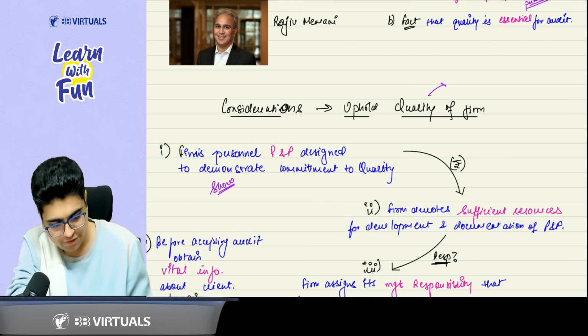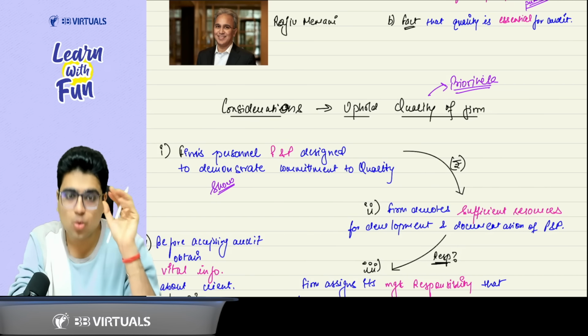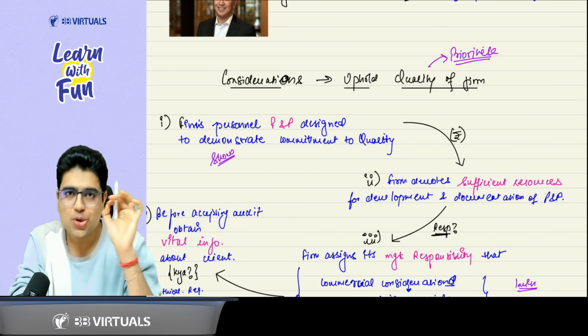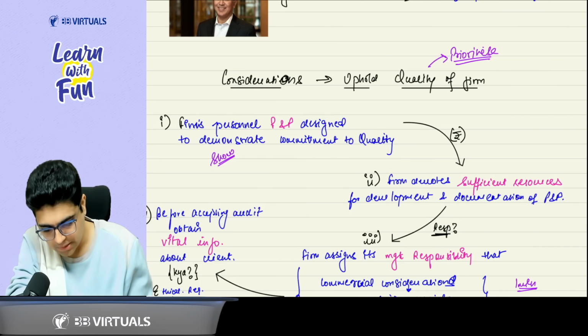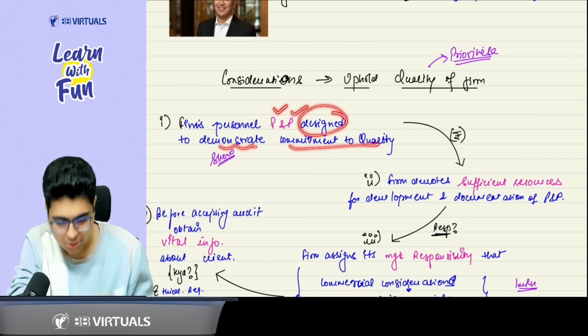Uphold the quality of the firm means you are able to prioritize the quality part. So sir, how to prioritize quality? So I told you, to do anything in this chapter, you need to make a policy around it. So the firm's personal policies and procedures are designed to show that you are committed to quality.